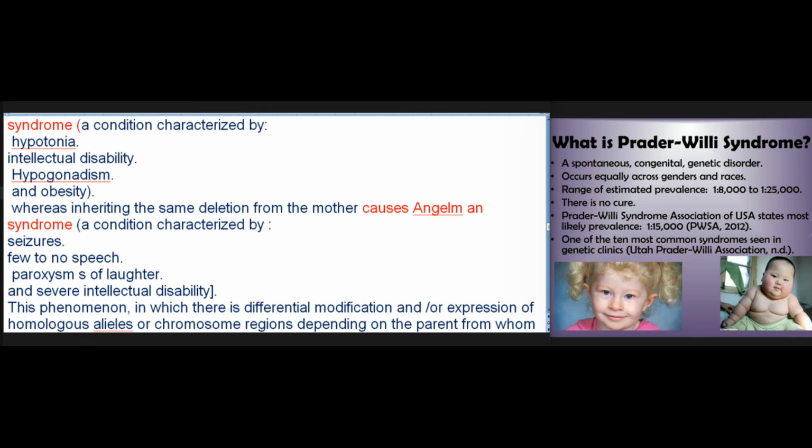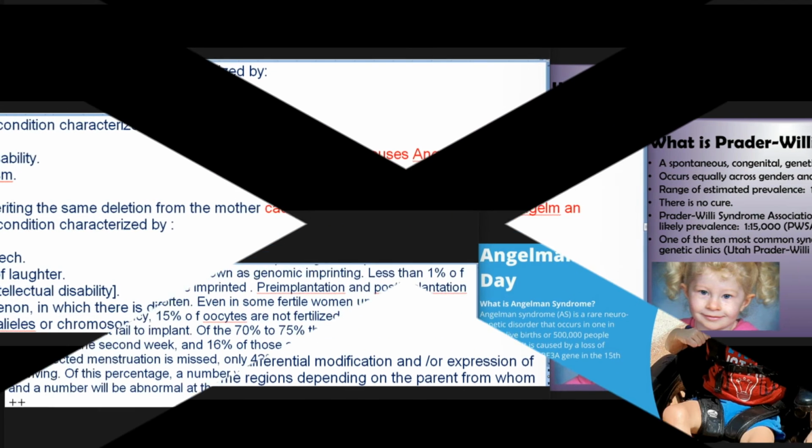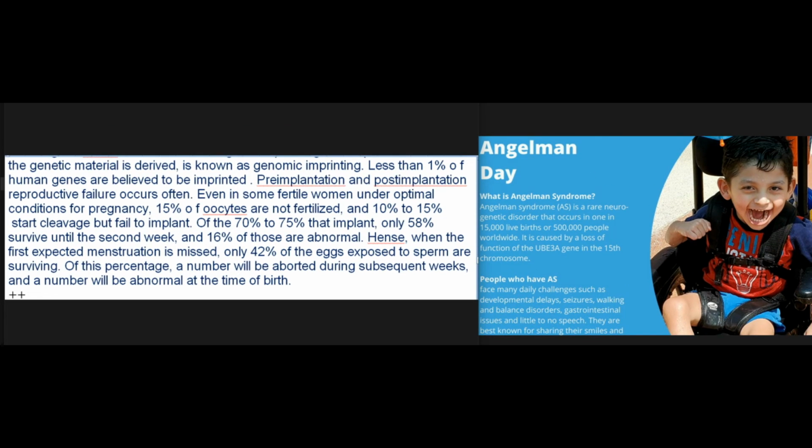This phenomenon, in which there is differential modification and/or expression of homologous alleles or chromosome regions depending on the parent from whom the genetic material is derived, is known as genomic imprinting. Less than 1% of human genes are believed to be imprinted.